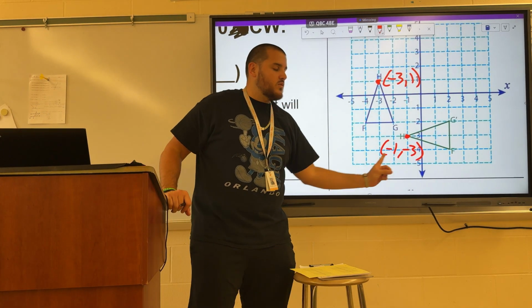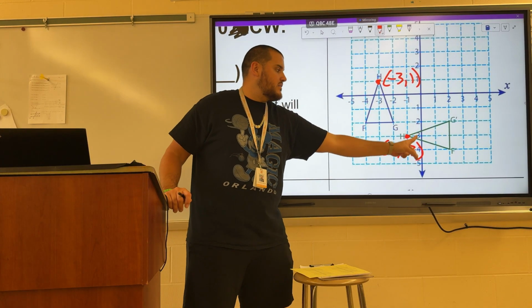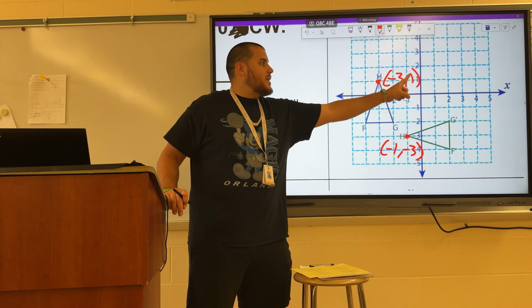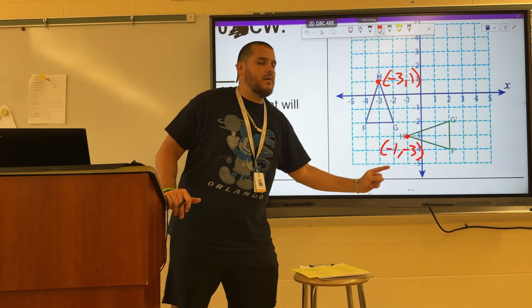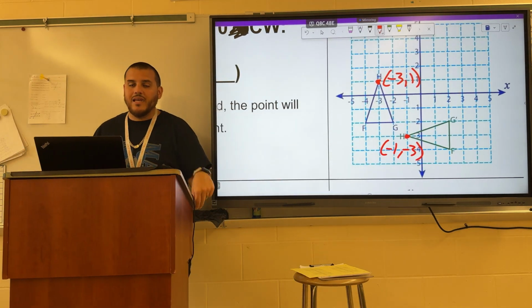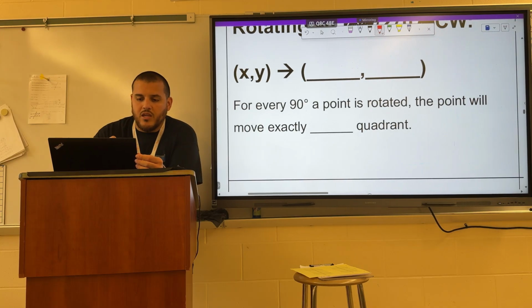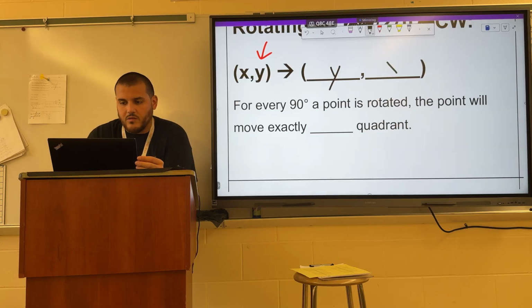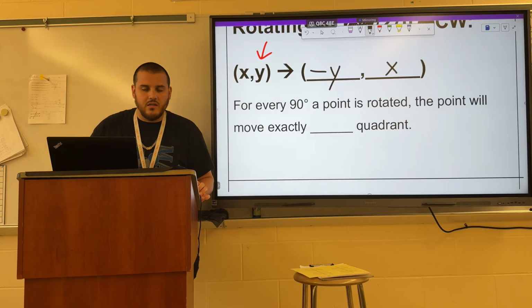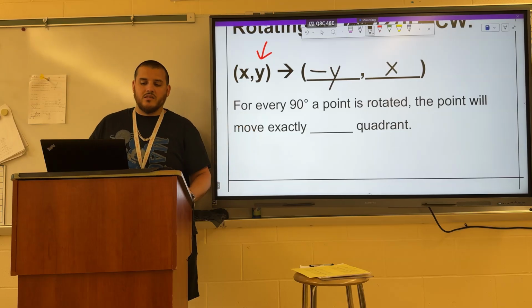Notice the 3 and the 1 have switched places, so that means my X and my Y have switched. That -3 stayed a -3, but that +Y became a -Y. +1 became -1. So the rule here, anytime we rotate 90 degrees counterclockwise, is that our pre-image X, Y will flip. So the Y will come first, the X will come second, and the Y coordinate will change its sign. So for a 90 degrees counterclockwise rotation, X and Y flip, Y changes its sign.